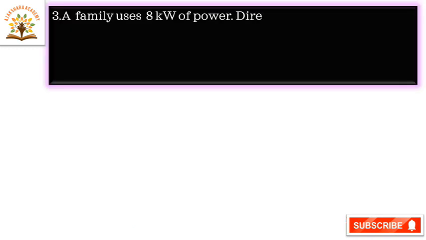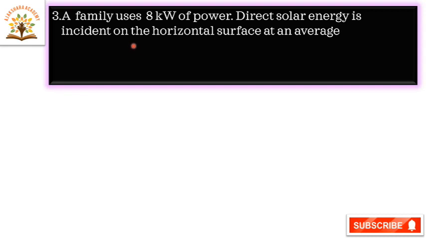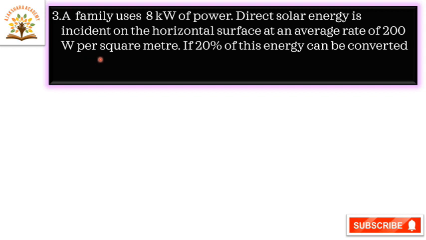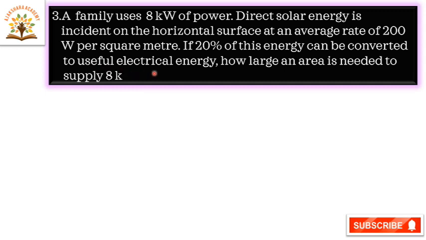A family uses 8 kilowatts of power. Direct solar energy is incident on a horizontal surface at an average rate of 200 watts per square meter. If 20% of this energy can be converted to useful electrical energy, how large an area is needed to supply 8 kilowatts? Now let us go to the solution.